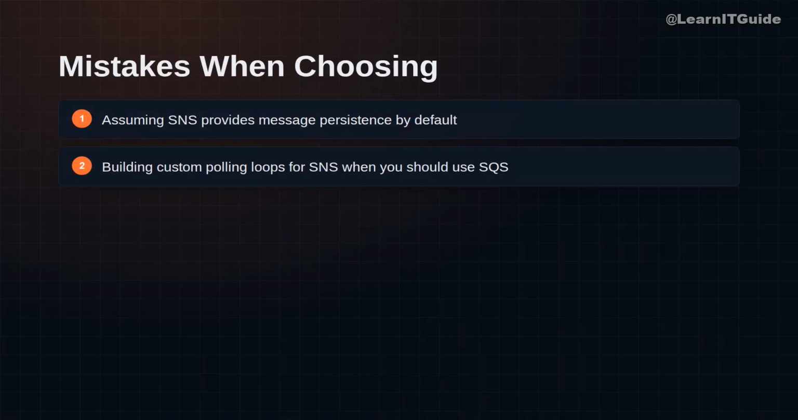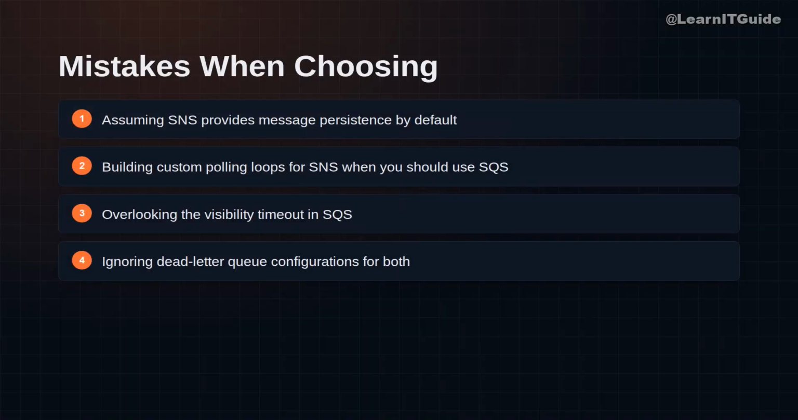What are the common mistakes? First, assuming SNS stores messages indefinitely like a queue. It does not. Second, trying to build custom polling logic for SNS when you really just needed an SQS queue. Third, failing to tune the visibility timeout in SQS, which results in duplicate processing of the same message. And finally, forgetting to set up dead letter queues, which means failed messages simply vanish into the ether, leaving you with zero visibility into production bugs.